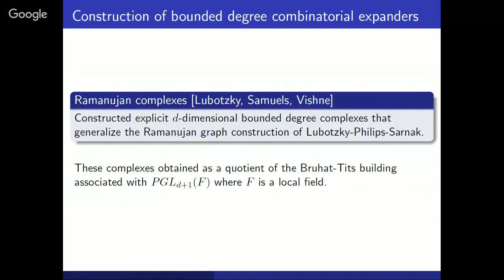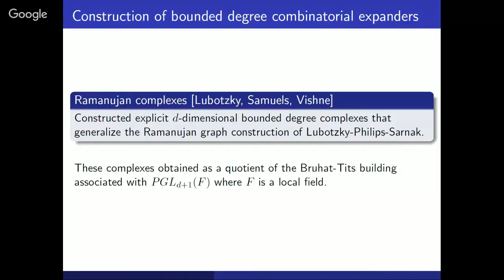But the LPS graphs are quotients of the Bruhat-Tits tree. There is the Bruhat-Tits building, which is an infinite, say, two-dimensional complex, and the Ramanujan complex is actually a quotient of this infinite object. If it's a two-dimensional complex, clearly it has triangles, so its girth is not high. The high girth ones are the one-dimensional construction of LPS. The two-dimensional thing comes from things that contain triangles: an infinite object composed of vertices, edges, and triangles, and the Ramanujan complex is a quotient of this infinite object.